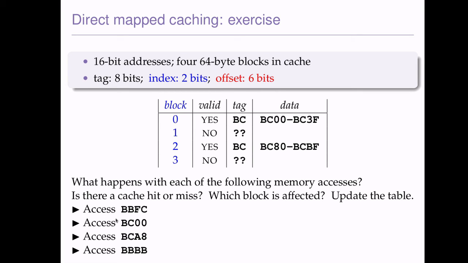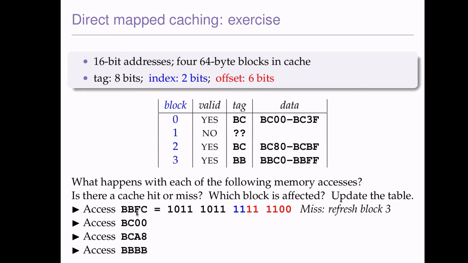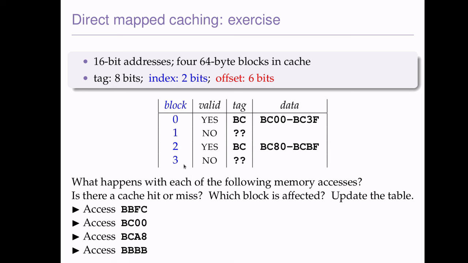Let's see what happens. Well, we have BBFC. So we know that if we expand FC out, we will get a value of 11 for the index, so we'll have to go to block 3. And of course, beforehand, we didn't have anything in block 3, so there's nothing here, the valid bit is not set, so no matter what, we're going to have a miss. We're going to look at it, and say, okay, there's no information in there, so we're going to have to refresh block 3.